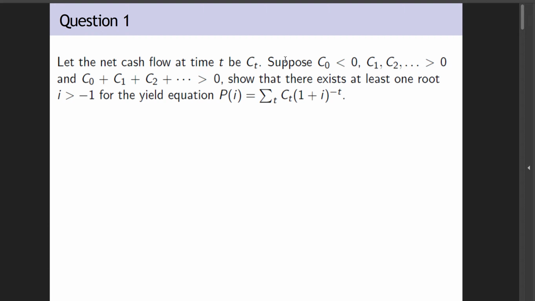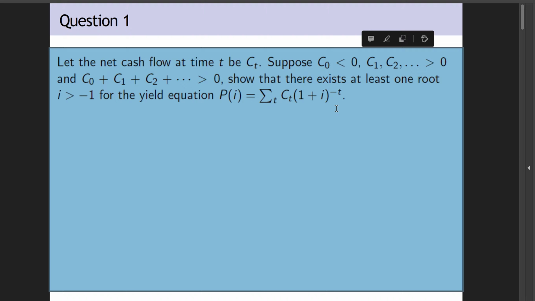In this problem, we're told that we have a certain set of cash flows. The cash flow at time 0 is smaller than 0. All the subsequent cash flows, C1, C2, and it keeps on going, are all positive. And then we're also given the condition that the sum of all these cash flows is larger than 0. Under these conditions, we want to prove that there exists a solution for the yield equation. So there exists an I such that this whole expression here is equal to 0.